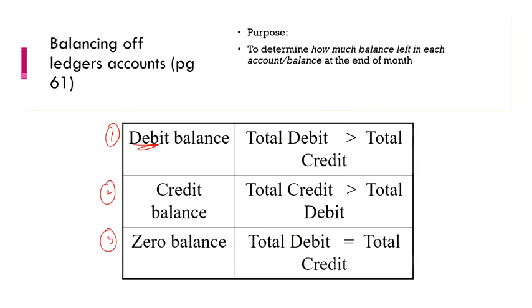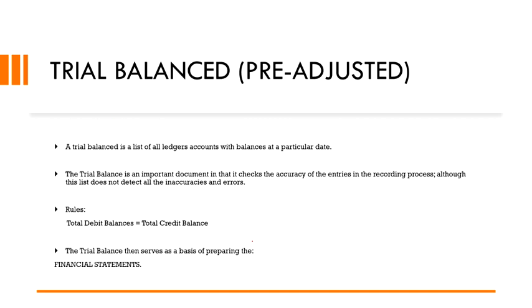Tu yang dia cuba sampaikan. Okay, trial balance pre-adjusted. A trial balance is a list of all ledger accounts with balances at a particular date. So ledger tadi kan you buka one by one punya account kan. You buka office equipment, you buka bank, you buka cash, you buka capital. Sekarang ni trial balance ni you include semua, bank, cash, and then purchase, capital. Okay, you letak semua dalam trial balance.